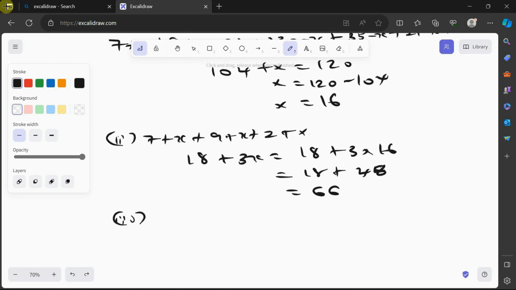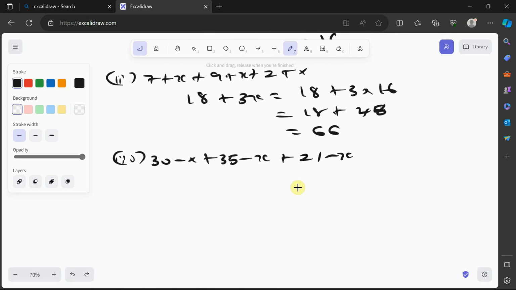So 30 minus x plus 35 minus x plus 21 minus x. Then we need to add plus x2, right? Because it said 2 or more, plus x is the number that bank in all of them. So this plus x and minus x will go.